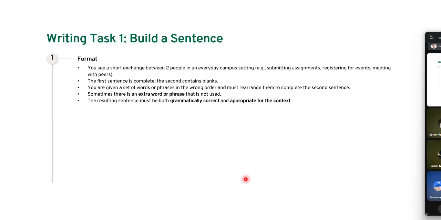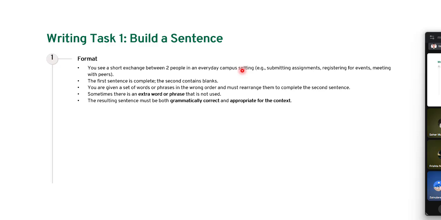On the Build a Sentence section or task, first of all, we will face two people communicating, and each of them will exchange two sentences, and part of one is not complete. The first sentence is exactly what we have as the scenario. That scenario can be, for example, submitting an assignment. It could be registering for an event. It could be meeting with peers or any other normal topics that we might face.